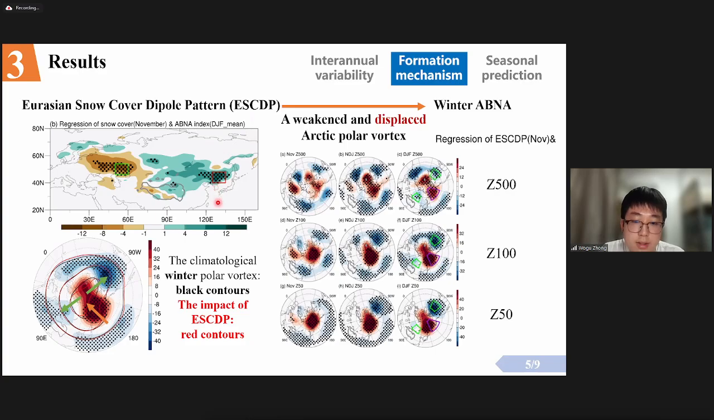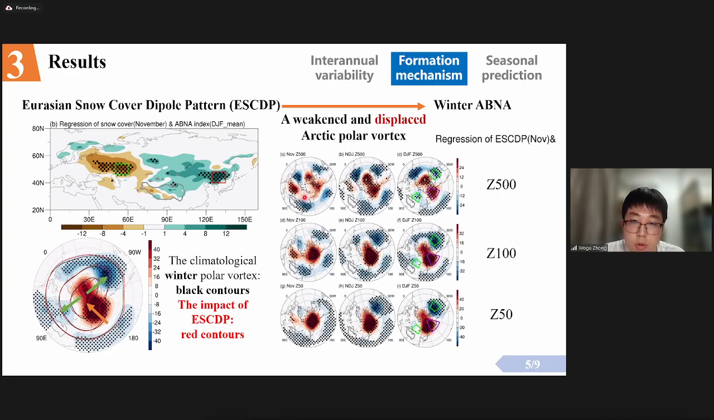This distinct dipole pattern is labeled as the ESCDP. Here we define the ESDP index as the difference of snow cover anomalies between Northeastern Asia and Europe. The right figure presents the regression maps of circulation anomalies onto the ESDP index. We can see that according to the albedo effect, excessive snow cover over Northeastern Asia is accompanied by a cyclonic anomaly, while reduced snow cover over Europe is linked to an anticyclonic anomaly.